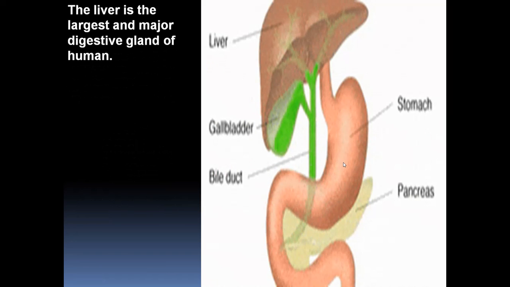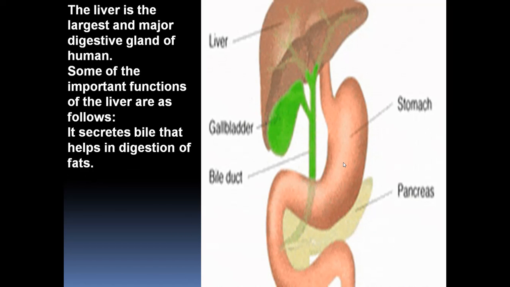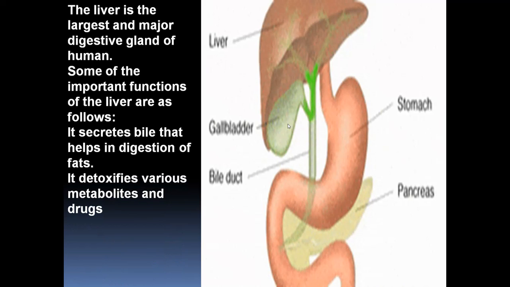Now let us learn about the important largest exocrine gland, that is the liver. The liver is the largest and major digestive gland of humans. Some of the important functions of the liver are: it secretes bile juice that helps in digestion of fat. As you can observe in this image, the liver is secreting the bile juice, and it is also stored in the gallbladder. It detoxifies various metabolites and drugs.